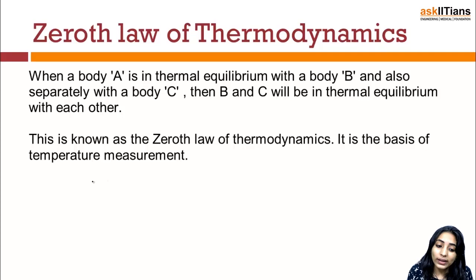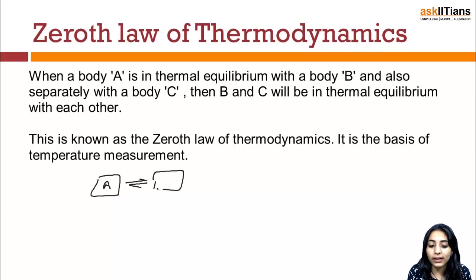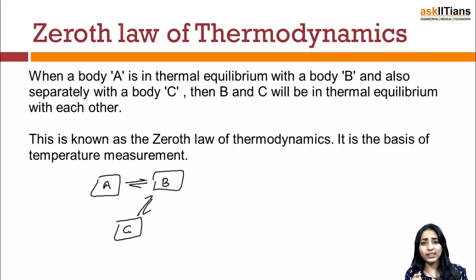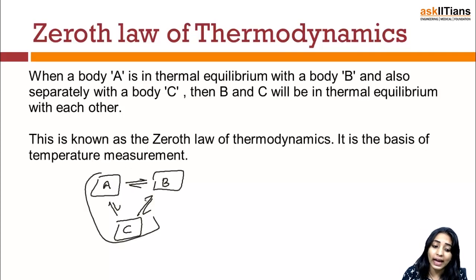It says that suppose you have a body A, and this body A is in thermal equilibrium with another body, say body B. Now this body B is found to be separately in thermal equilibrium with, say, a body C. If A and B are in thermal equilibrium with each other, that means A and B are at the same temperature. And if B and C are further in thermal equilibrium with each other, this is possible if and only if bodies A and C are in thermal equilibrium with each other. So whatever I have explained above is known as the 0th law of thermodynamics, and this is the basic principle of temperature measurement.